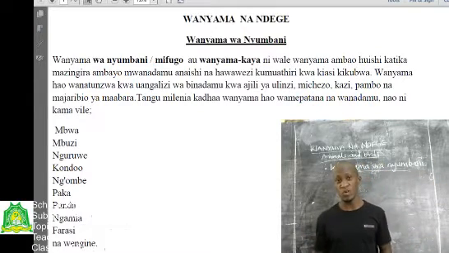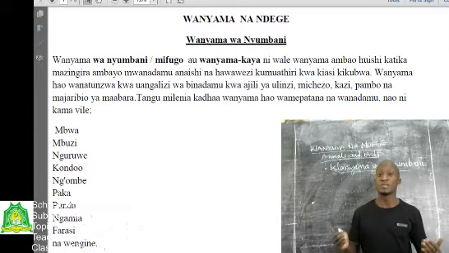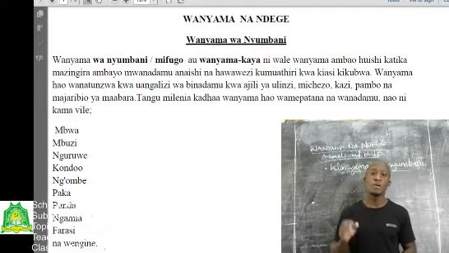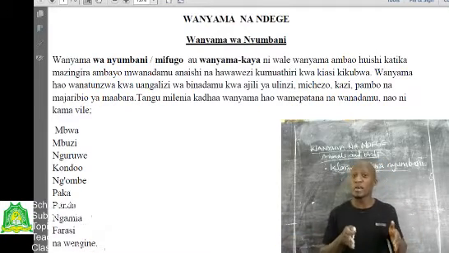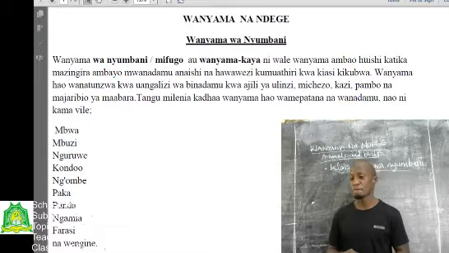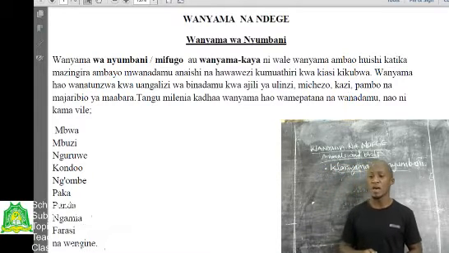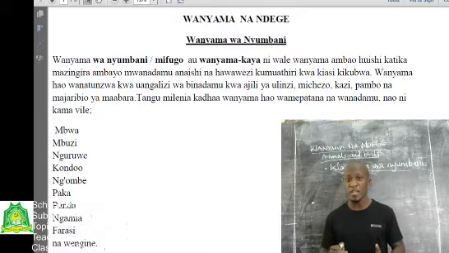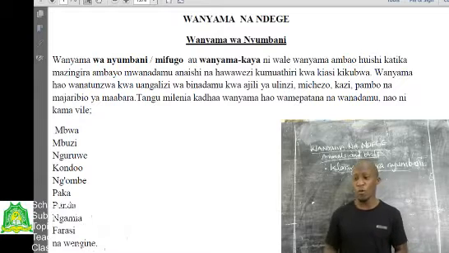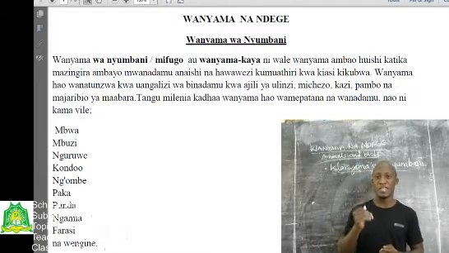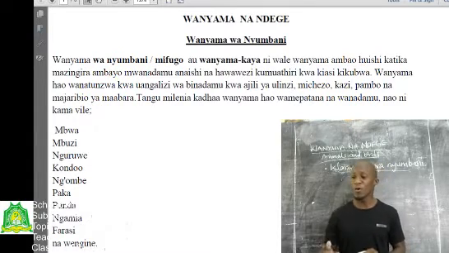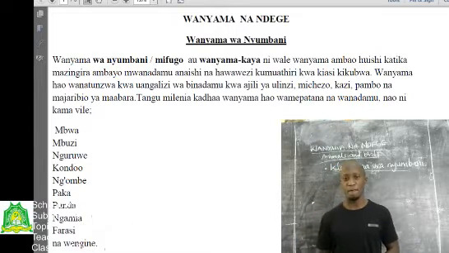Sometimes we find them in the zoo, others are found in parks, and sometimes others are just wandering anywhere. Those are called wild animals. Domestic animals are the ones that we basically keep at home. Now, in our Kiswahili, they tell us that wanyama wa nyumbani, the domestic animals. Sometimes we call them mifugo, just the way you can see there. If you don't call them mifugo, you can call them wanyama kaya.